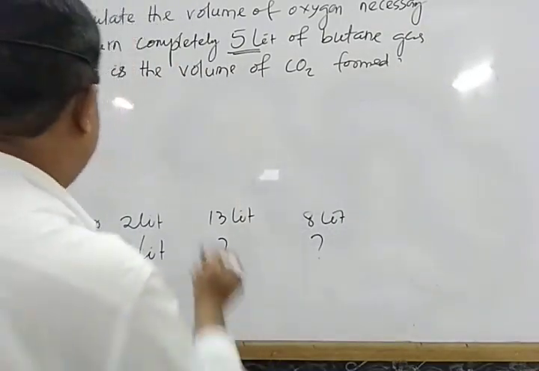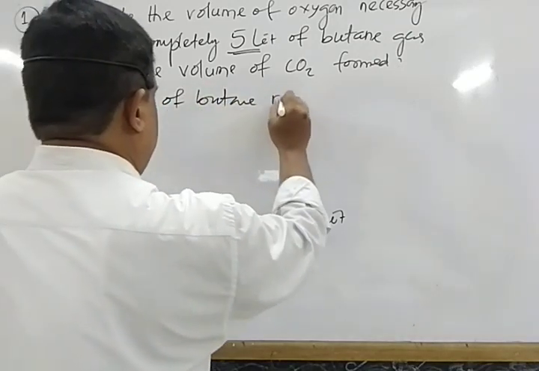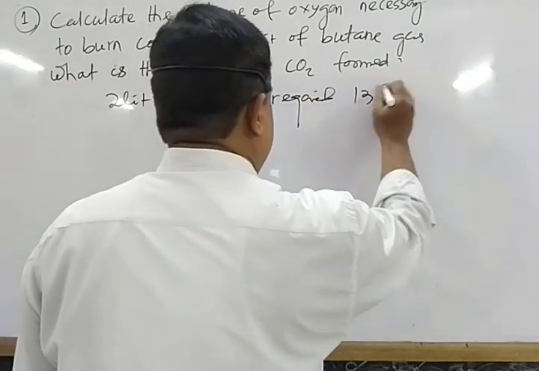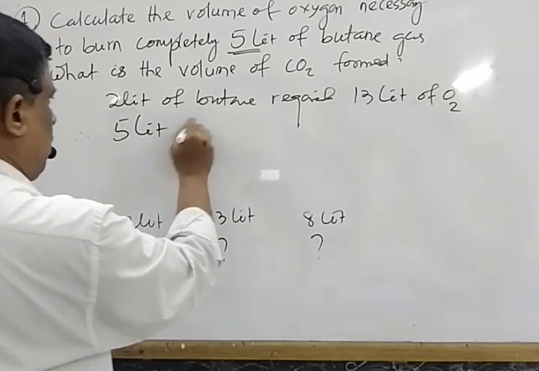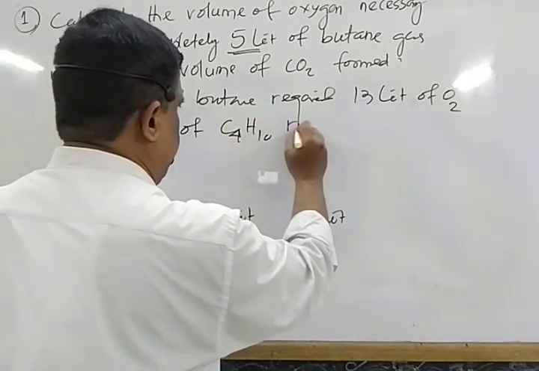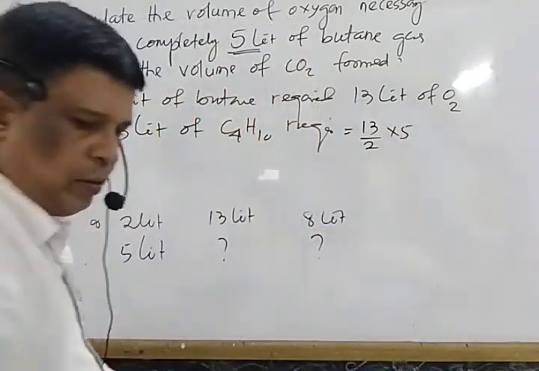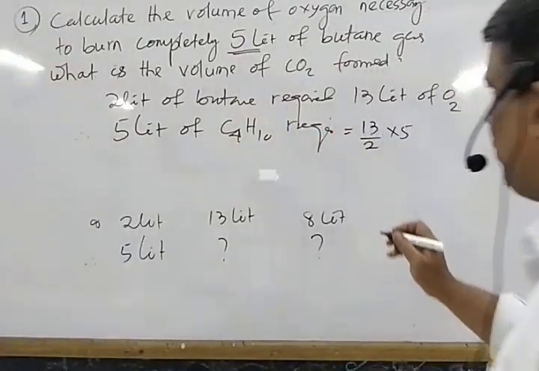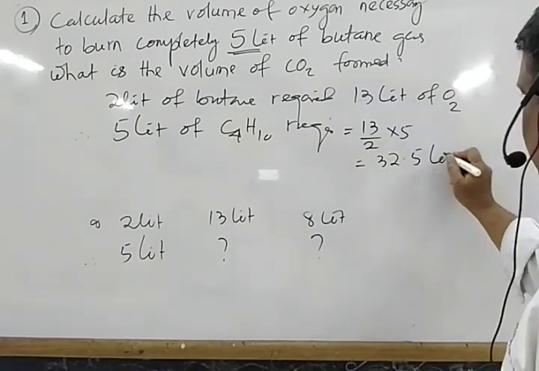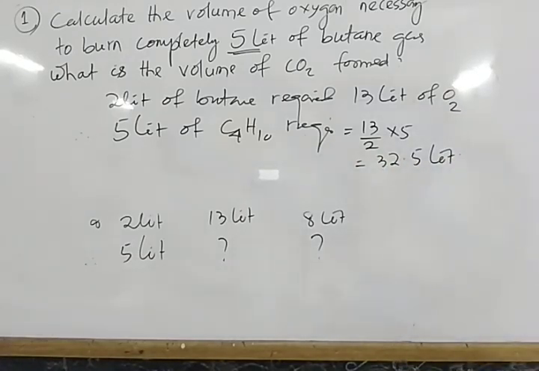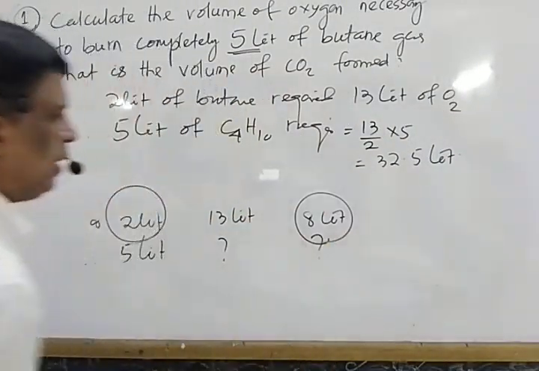Mark the equation. 2 liter of butane requires 13 liter of O2. Therefore, 5 liter of butane requires 13 by 2 into 5. On solving this, it is equal to 32.5 liter. Move to the second one.